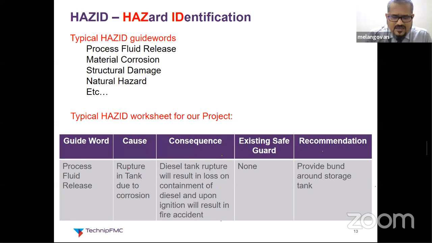So what is recommended? For the cause, I can say the existing safeguard is the material of construction of the tank, which will be suitably selected, and we have given the corrosion allowance above the design thickness we arrived at. So that is one of the existing safeguards we can set up here. And the recommendation to prevent the consequence, we can provide a bund around the tank. In the current design, we don't have the bund, so if the tank collapses, the diesel will spread across the platform until the content is exhausted from the tank. But if we have the bund around the tank, we are containing the release within the bund. It is not spreading beyond the bund.